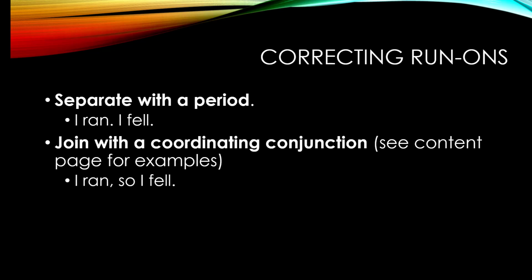Join with a coordinating conjunction. These are the fanboys, for, and, nor, but, or, yet, so. I think that was all of them. I ran, comma, so I fell. You just have to remember that when you use one of these words to join two sentences, it comes with a comma.